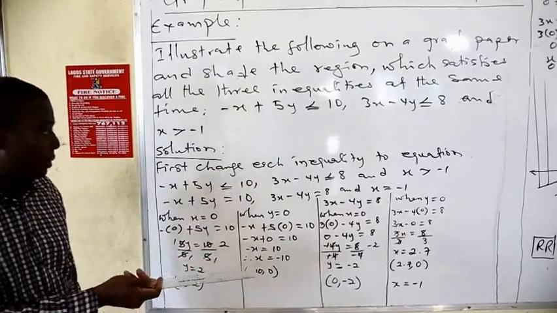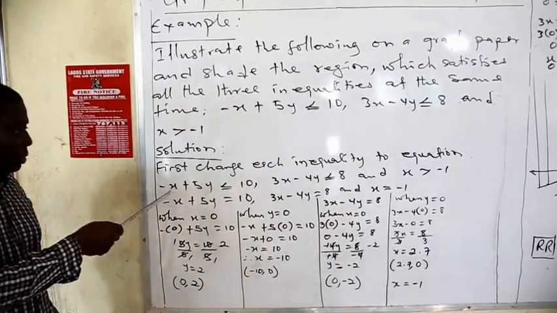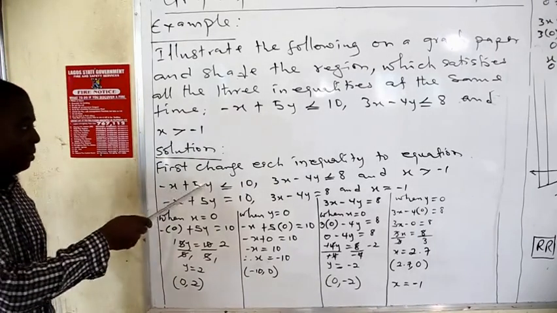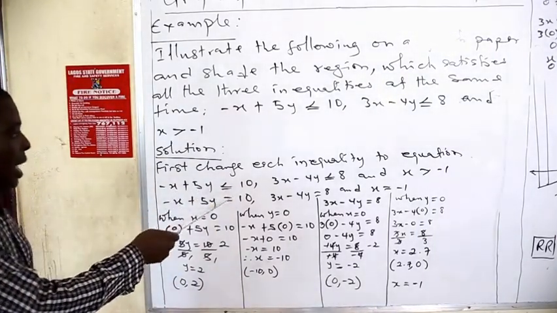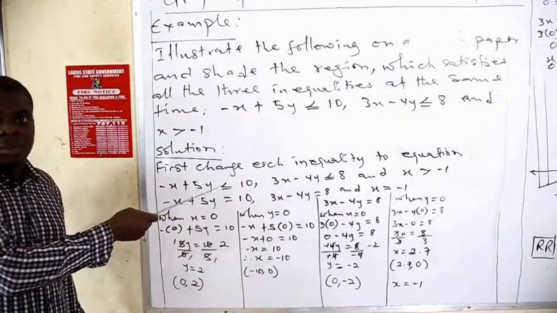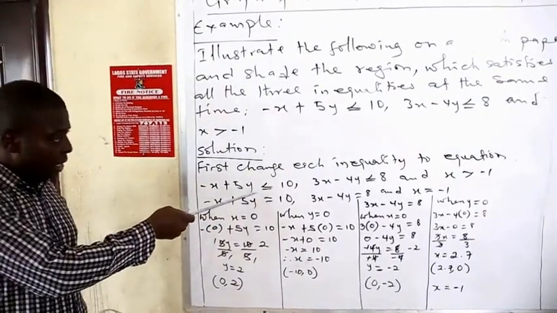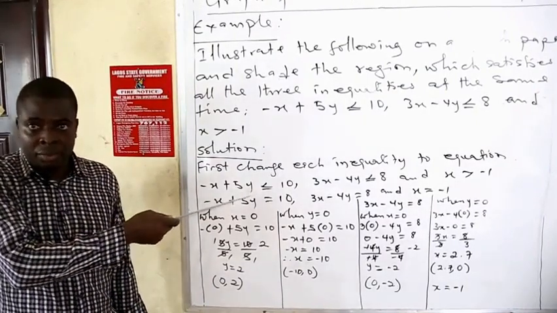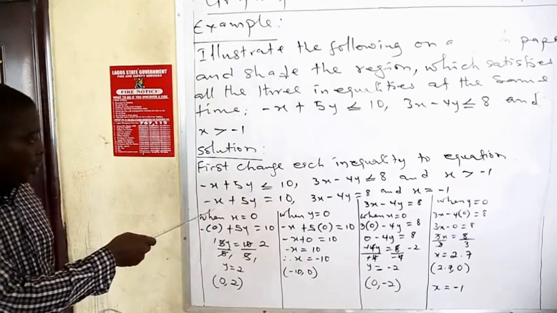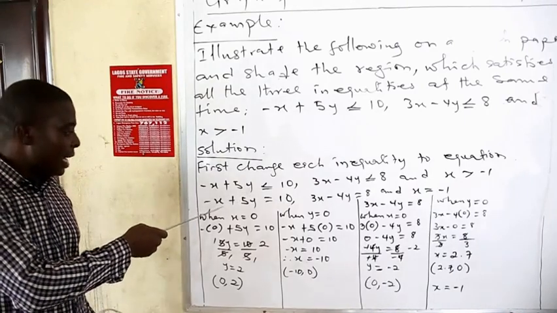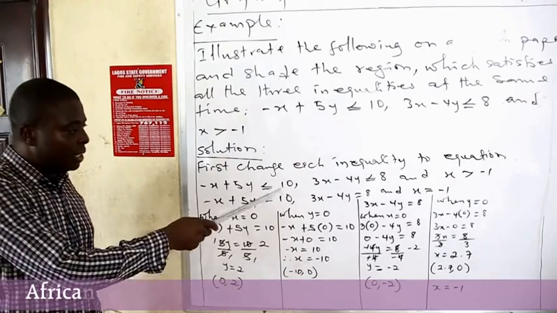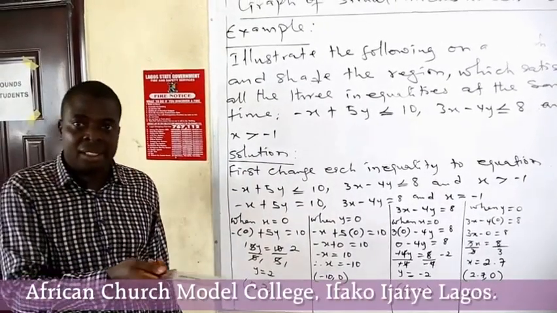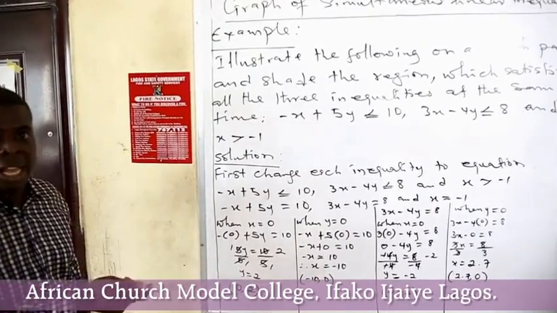boundary line. So the first inequality given to us is minus x plus 5y is less than or equal to 10. And when this one is converted to equation, we simply change the sign of inequality to the sign of equality. So which gives us minus x plus 5y is equal to 10.